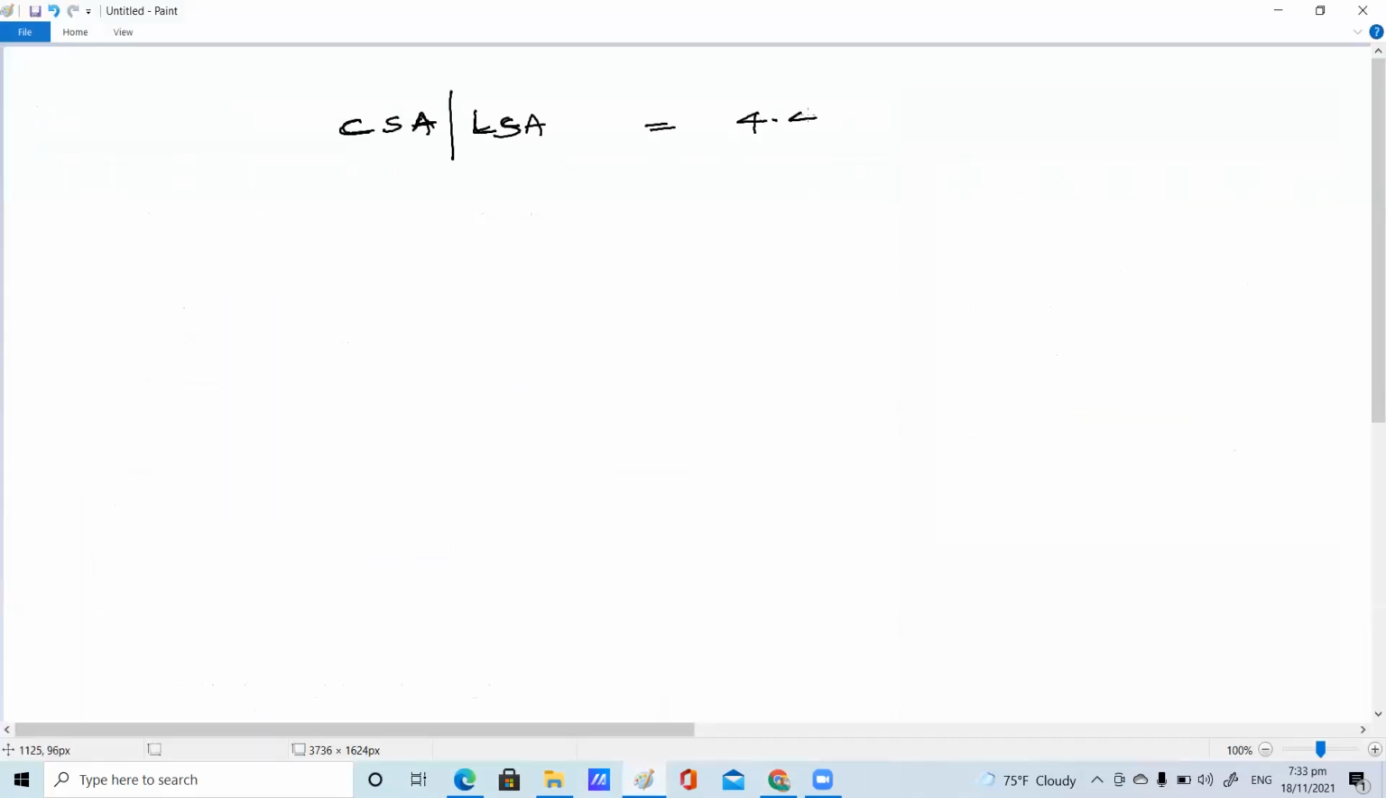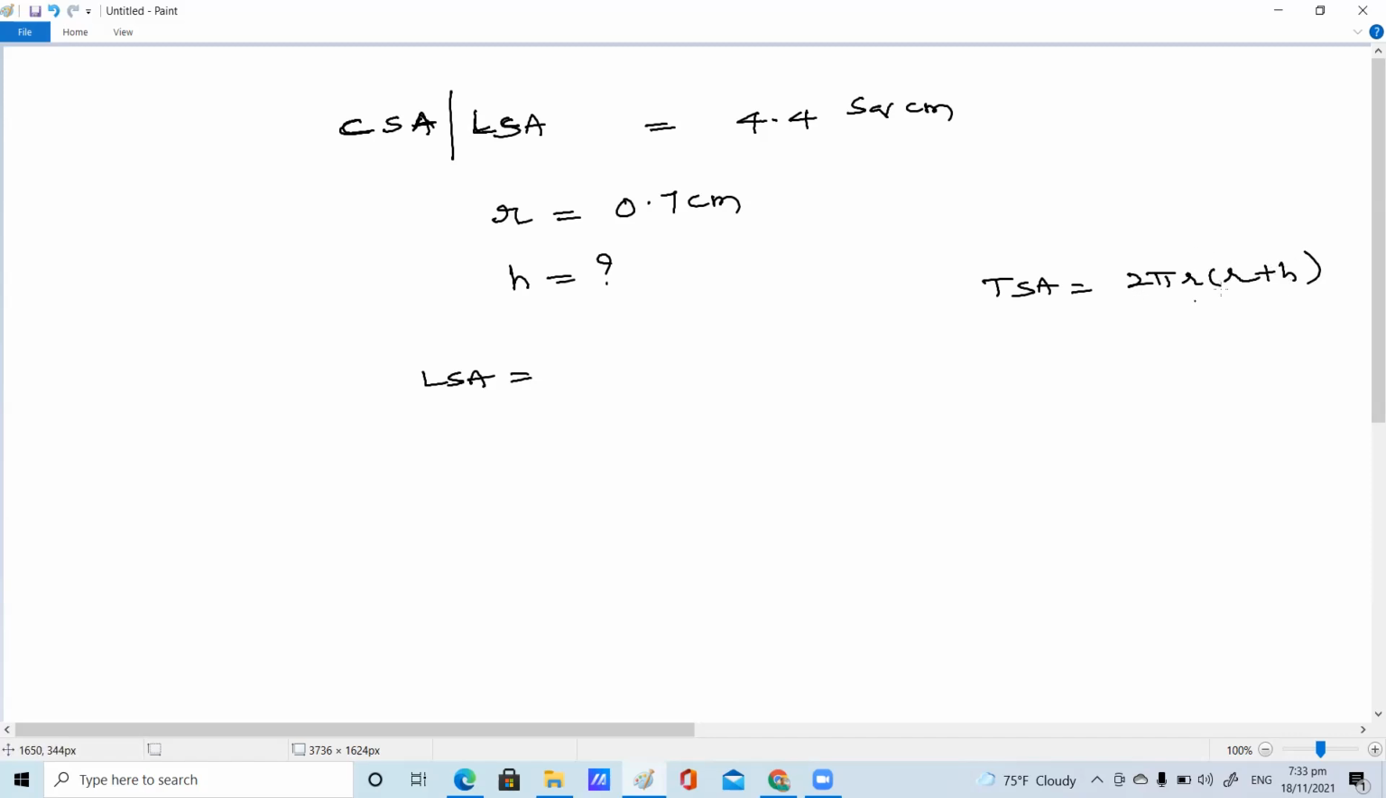Square centimeter. What is radius given, children? 0.7 centimeters. Now you need to find the height of the cylinder, question mark. To find, you know what is LSA of cylinder, children? Total surface area, we know that TSA is nothing but 2 pi r into r plus h. But just remove this part and take only this part, and this 2 pi r h is nothing but CSA, 2 pi r h.